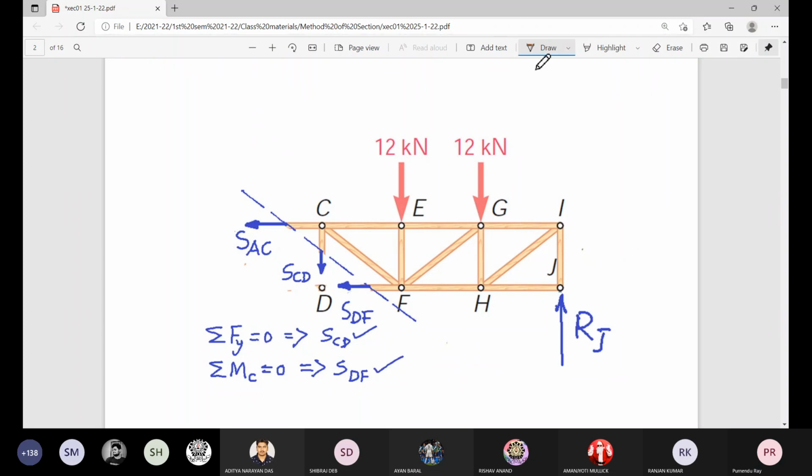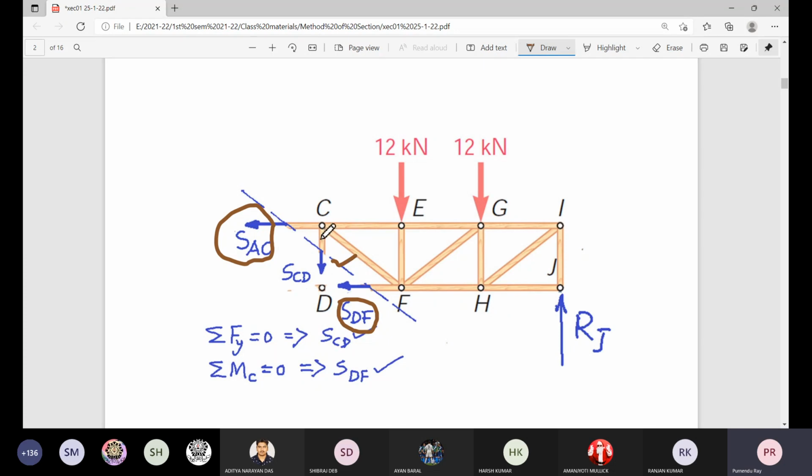We will get SCD directly from that equation, because we are eliminating DF and AC. There is no horizontal component; only one horizontal component is there. So that's all. Next, we need to find out DF.